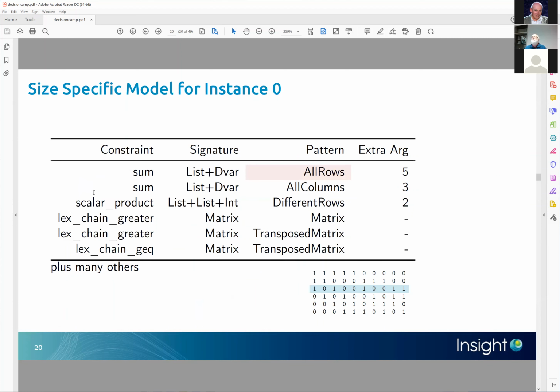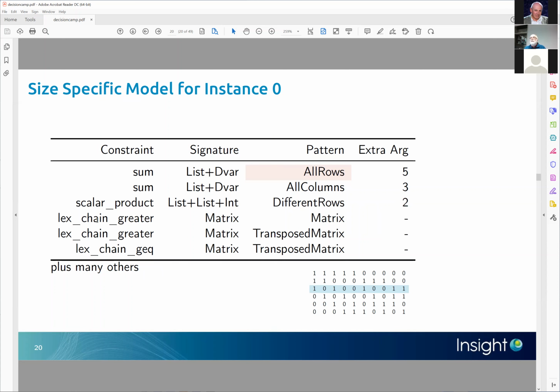And we are finding things like the sum of the values in each row is equal to 5, and the sum of all the values in each column is equal to 3, and that the scalar product of two different rows is equal to 2. Sum and scalar product are global constraints that are in the catalog, so we know what these things mean. These patterns are the ones that we have defined, and these are the arguments that we observe. So this is the model that we come up with.